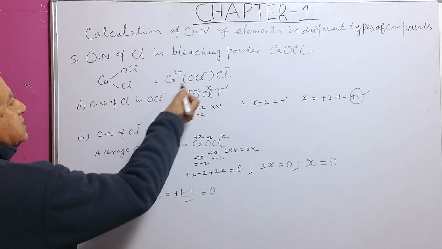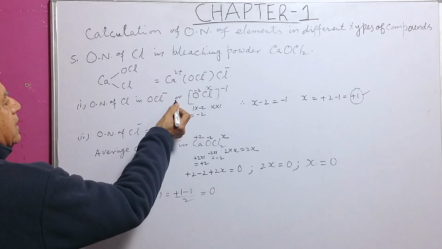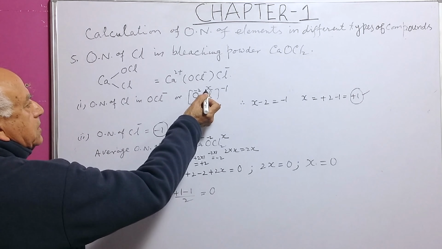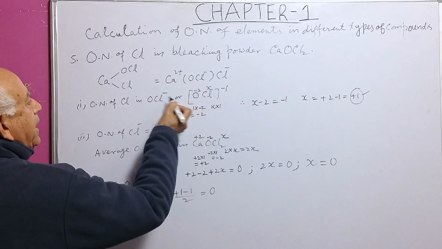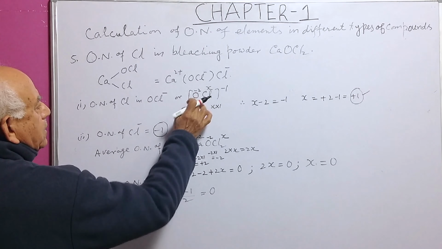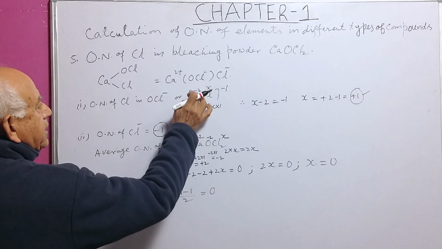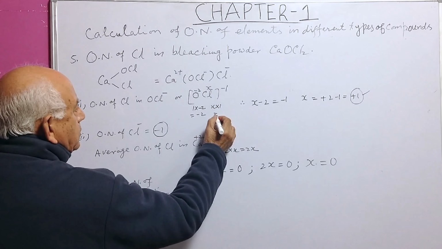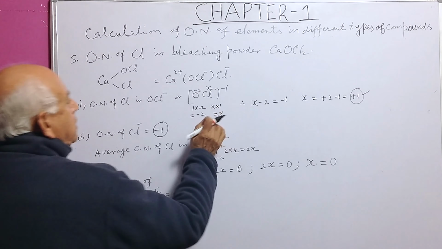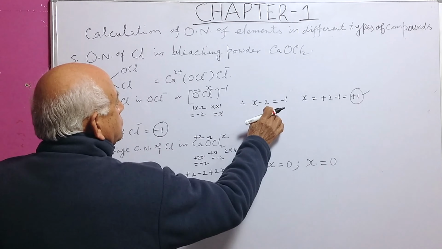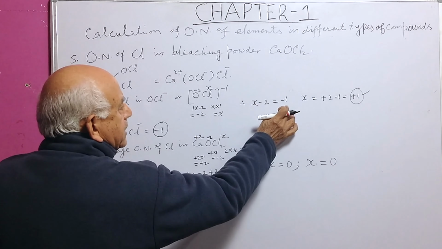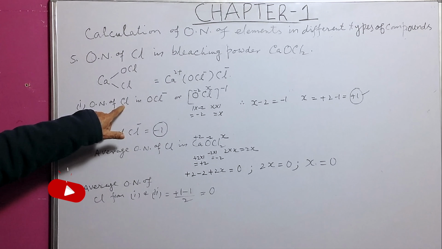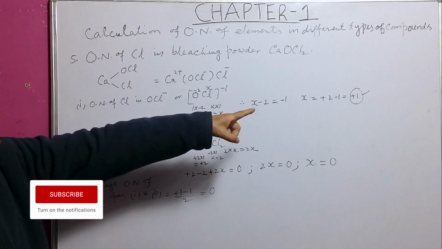Oxidation number of Cl in OCl minus, or O minus 2 and Cl, whose oxidation number is to be found out, is X, and this is the overall charge. Total oxidation numbers: 1 into minus 2 is equal to minus 2, X into 1 is equal to X. Therefore, X minus 2 is equal to the charge of the ion, minus 1, so X is equal to plus 1. Therefore, the oxidation number of chlorine in OCl minus is plus 1.